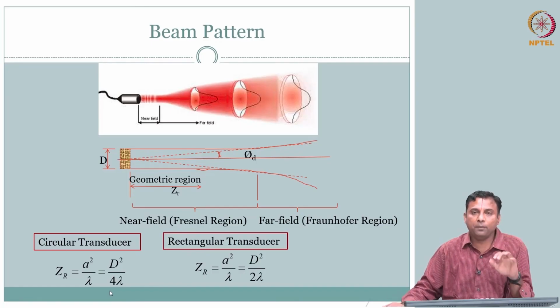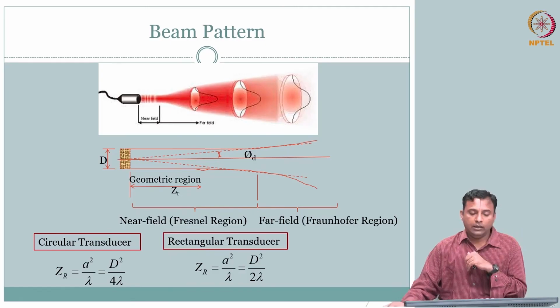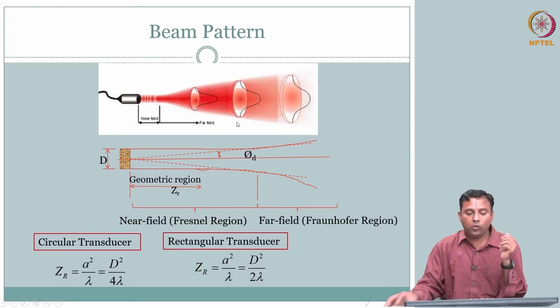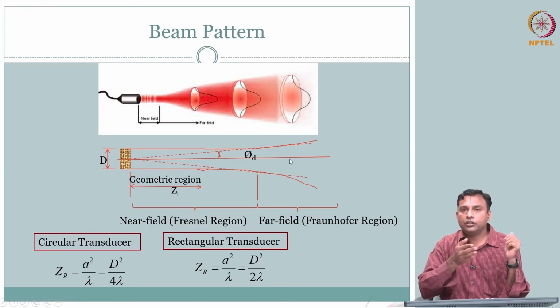Okay, so we will stop here with the beam pattern. We will continue further. We have what is called width, right? So you have one direction along z, which is your direction of depth. We talked about axial resolution.